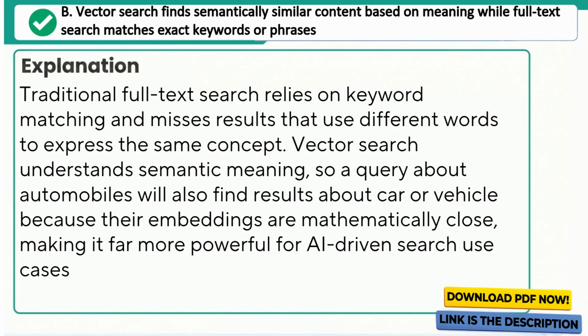B. Vector search finds semantically similar content based on meaning, while full-text search matches exact keywords or phrases. Explanation: traditional full-text search relies on keyword matching and misses results that use different words to express the same concept. Vector search understands semantic meaning, so a query about automobiles will also find results about car or vehicle because their embeddings are mathematically close, making it far more powerful for AI-driven search use cases.